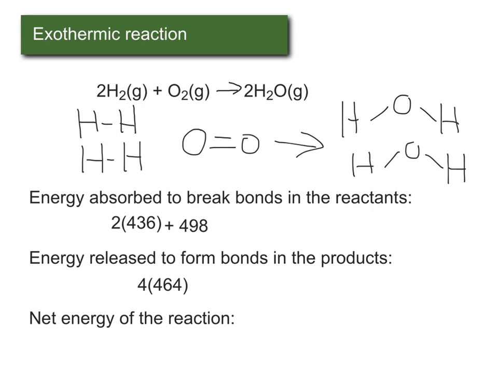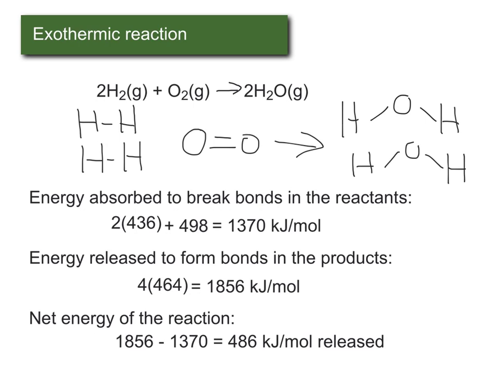Now, if we add that up, that gives us a total of 1,370 kilojoules per mole absorbed and 1,856 kilojoules per mole released. So the net energy of our reaction, in this case, we've released more heat than we've absorbed. In terms of net energy, if we do 1856 minus 1370, we've released 486 kilojoules of energy per mole of reaction. And so if your net energy is released, then that would be an exothermic reaction. So again, a release of energy would mean that that reaction would actually feel warm if you were to touch it when it was occurring.